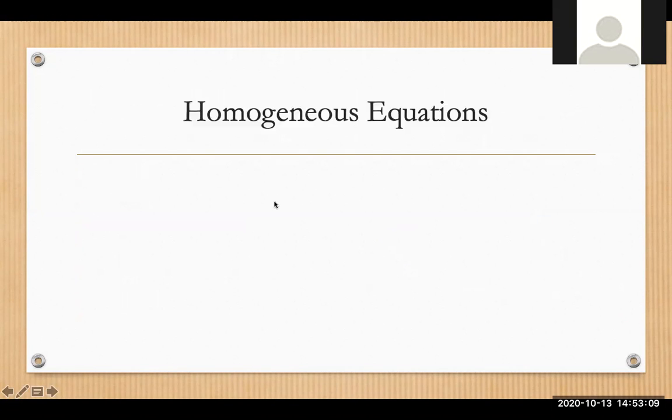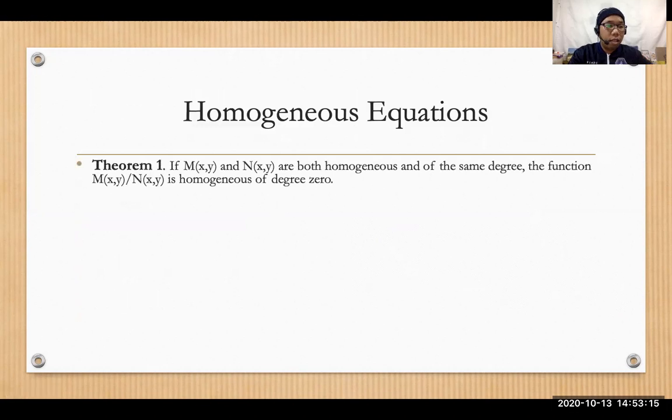Now we proceed to homogeneous equations. Now that we learned about homogeneous functions, how do we determine whether an equation is homogeneous or not, or if the equations have homogeneous functions? Of course, try to recall or be familiar with the definition. For polynomials, it's easy because you just need to make sure that the degree in each term is the same.